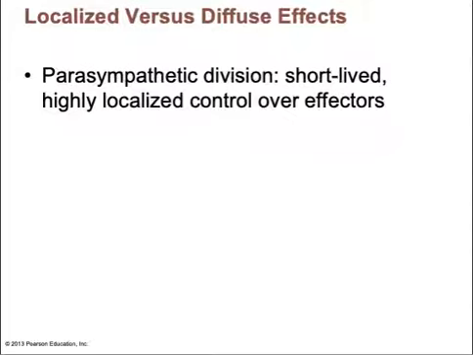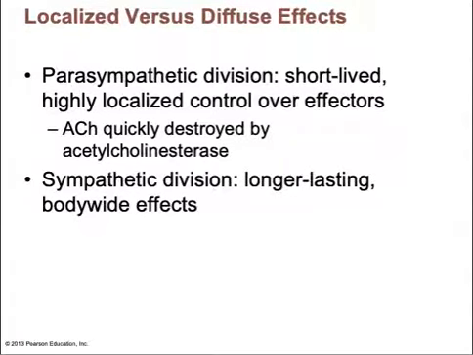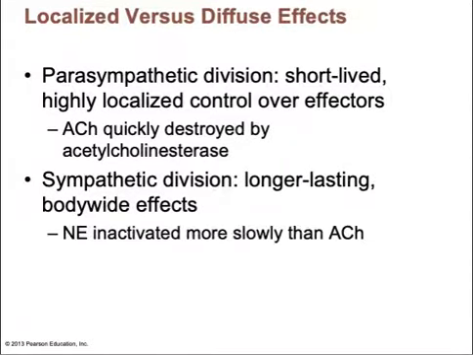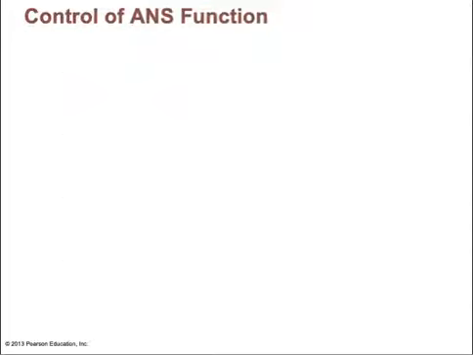The parasympathetic division effects are usually short-lived and highly localized over their effectors because they don't have an adjunct assist from the endocrine system. In addition, acetylcholinesterase usually wipes out acetylcholine's effect on the target, while the sympathetic division has longer lasting effects because it takes longer to inactivate norepinephrine, and the adrenal medulla, of course, helps out by dumping tons of this into the bloodstream.